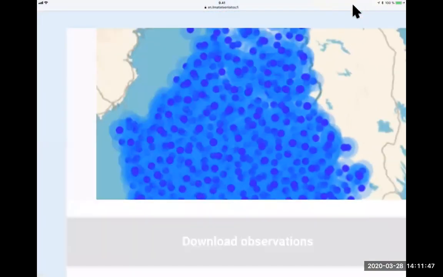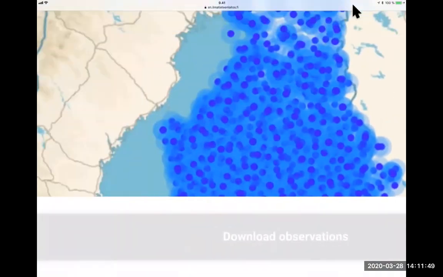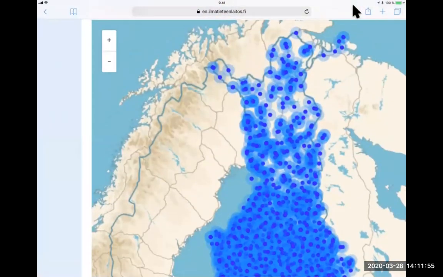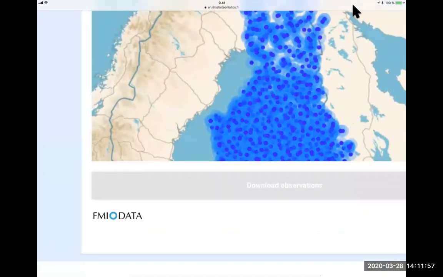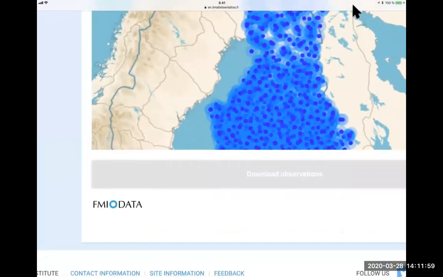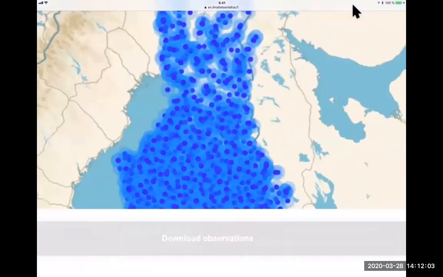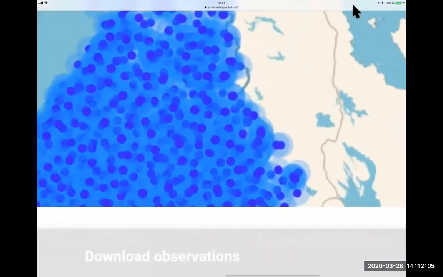So what we do now is feature selection. We select which observation station provides the best characteristics or the best features for our problem. And since I live near Vuosaari, I should choose, okay, this is now a bit slow, but I should choose the station here in the south near Vuosaari.